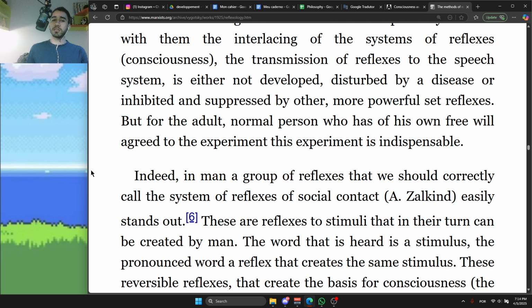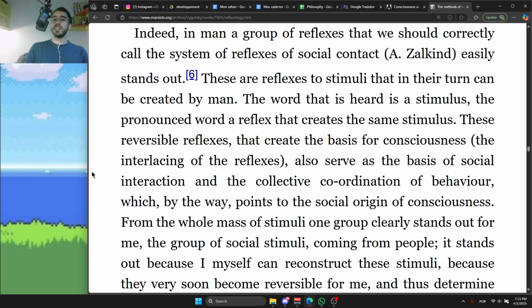But for the adult, normal person who has of his own free will agreed to the experiment, this experiment is indispensable. Indeed, in man, a group of reflexes that we should correctly call the system of reflexes of social contact easily stands out. These are reflexes to stimuli that in their turn can be created by man. The word that is heard is a stimulus. The pronounced word is the reflex that creates the same stimulus.